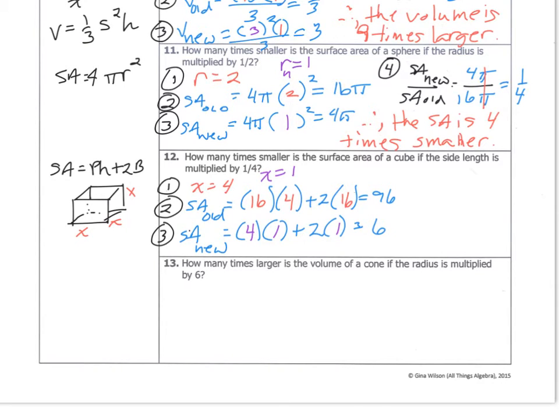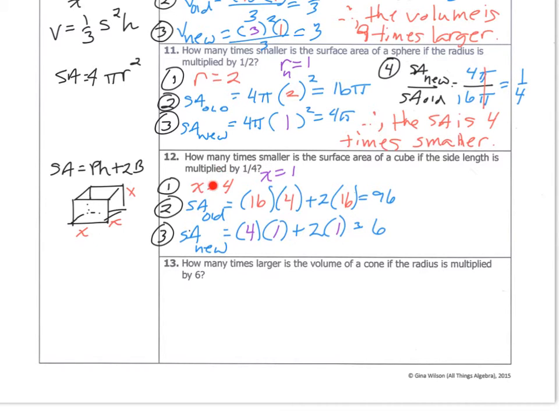So let's look at what happened. If this is P for the old surface area, aren't all of these 4 going all the way around? So what's 4 times 4 for the perimeter? So that's where the 16 came from. And then H is the height, so the height here is 4, plus 2 times big B. Well, big B is a square, and the area of a square is side times side, so I just did 4 times 4. That's where the second 16 comes from.